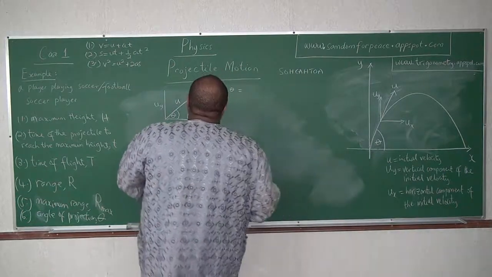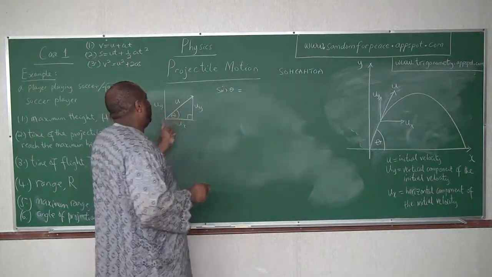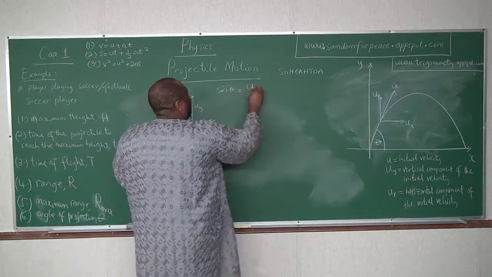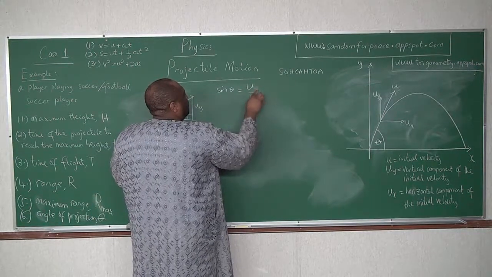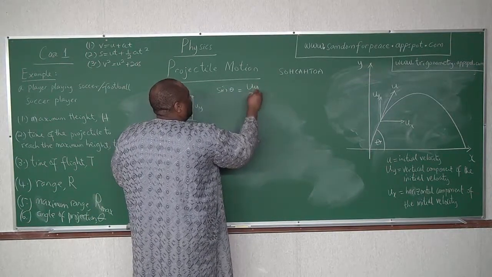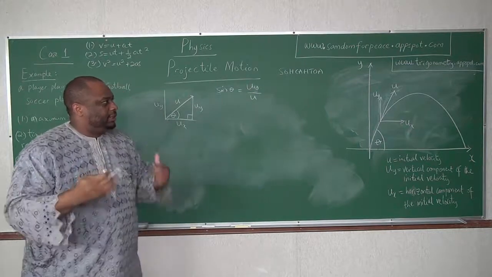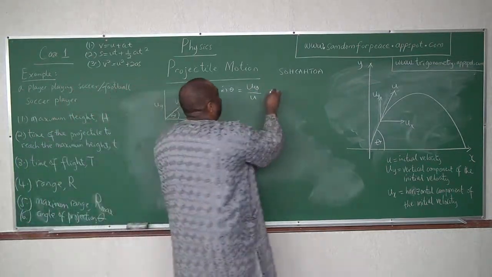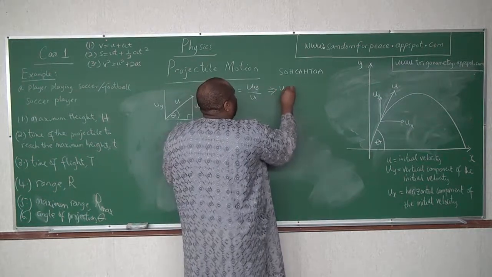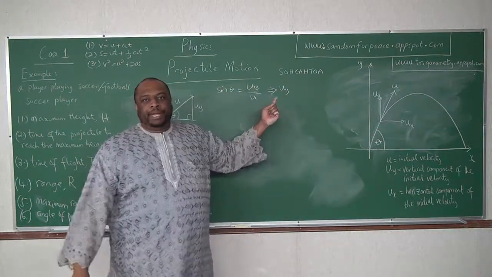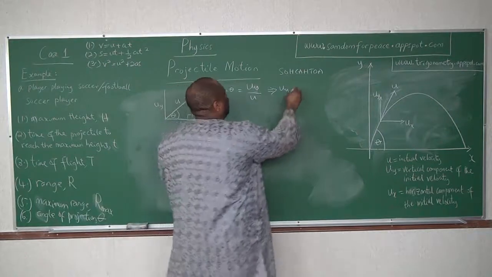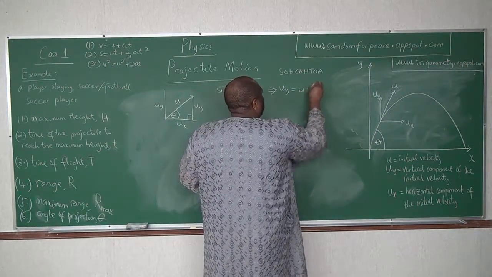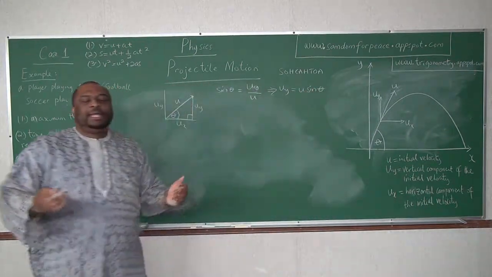Alright, so this is opposite over hypotenuse. So this is u of y over u. Just some basic trig knowledge. So this implies that the vertical component of the initial velocity is u sine theta. That is u sine theta.